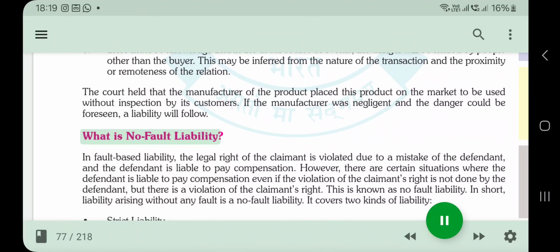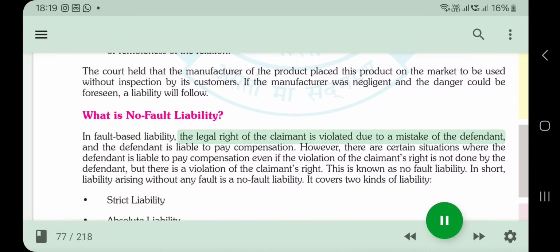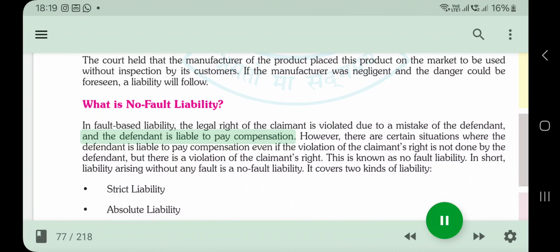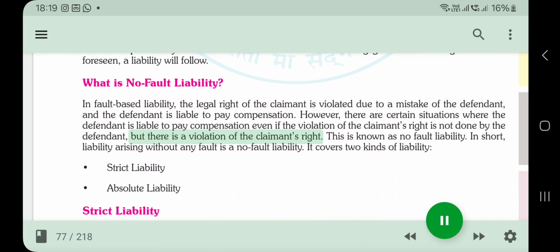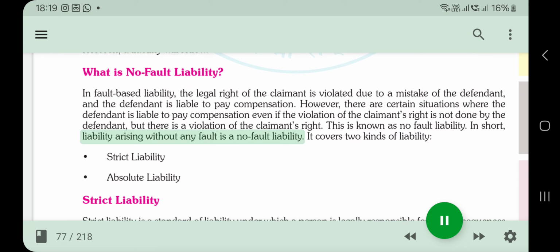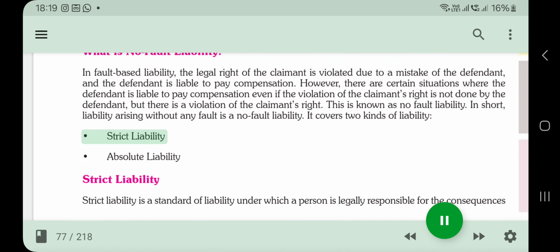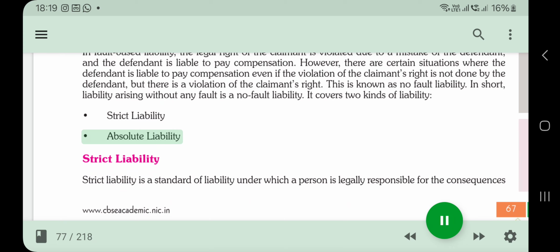What is no-fault liability? In fault-based liability, the legal right of the claimant is violated due to a mistake of the defendant, and the defendant is liable to pay compensation. However, there are certain situations where the defendant is liable to pay compensation even if the violation of the claimant's right is not done by the defendant, but there is a violation of the claimant's right. This is known as no-fault liability. In short, liability arising without any fault is a no-fault liability. It covers two kinds of liability: strict liability and absolute liability.